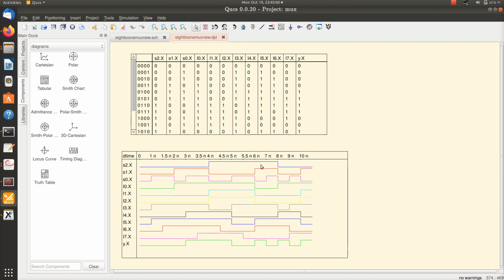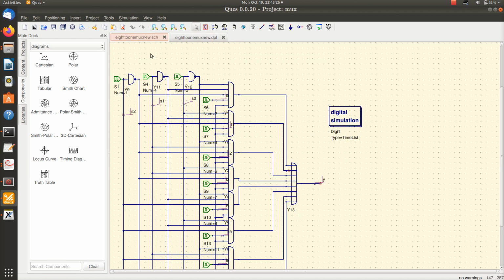If I come here, what is this? This is 1, 1, 0. The S2, S1, S0 is 1, 1, 0. So that's a 6. So I6 should come out. This is my I6. This is a 1. So that's why my output Y is a 1. So I0 to I7 lines come at the output depending on the value of the select lines S2, S1, S0. So this is how I do the simulation of an 8:1 multiplexer in QUCS.